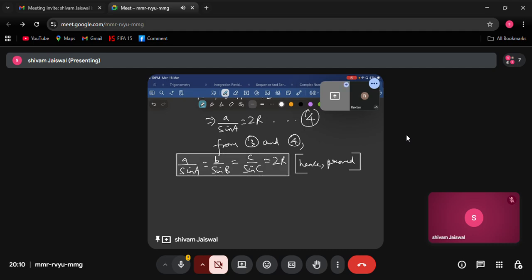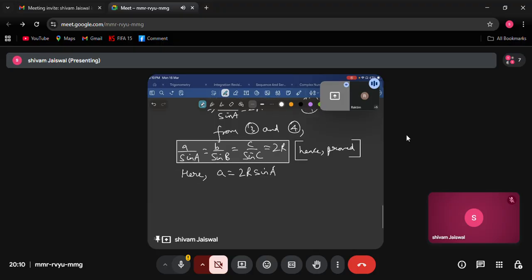Next, from here we can say A is equal to 2R sine A. It will be used very frequently. A is equal to 2R sine A, B is equal to 2R sine B, and C is equal to 2R sine C. These will be used frequently in many of the proofs.